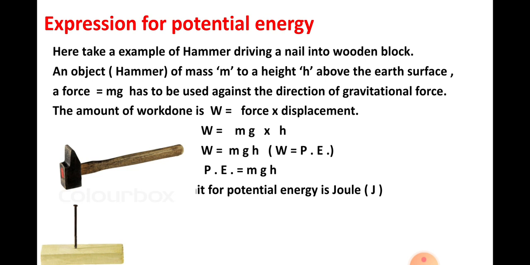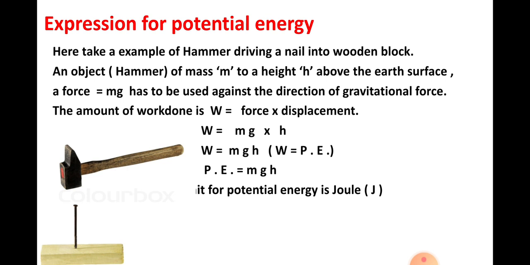Expression for potential energy. To carry an object of mass m to a height h above the earth's surface, a force equal to mg, that is mass into acceleration due to gravity, has to be used against the direction of the gravitational force. The amount of work done can be calculated as follows.